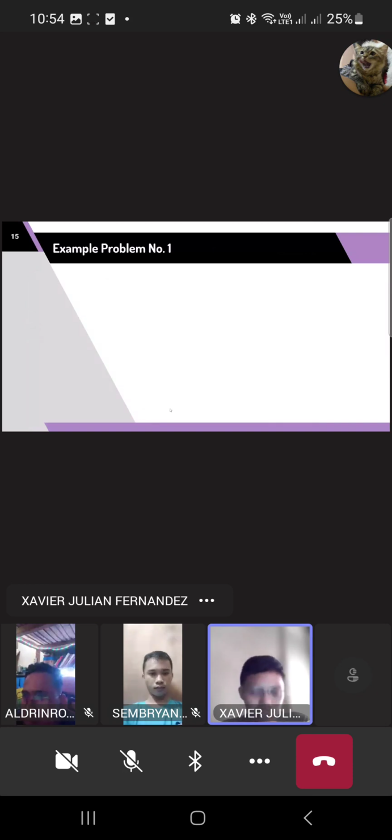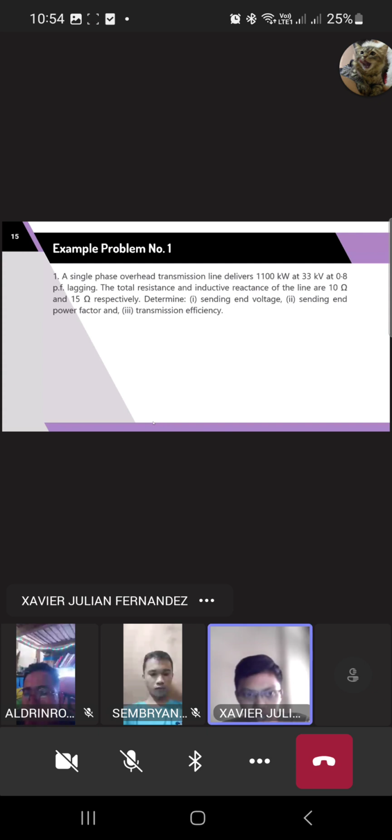Okay. Now let's have an example to exercise what we learned. A single phase overhead transmission line delivers 1,100 kilowatts at 33 kilovolts at 0.8 power factor lagging. The total resistance and inductive reactance of the line are 10 and 15 ohms respectively. Determine the sending end voltage, the sending end power factor, and the transmission efficiency.